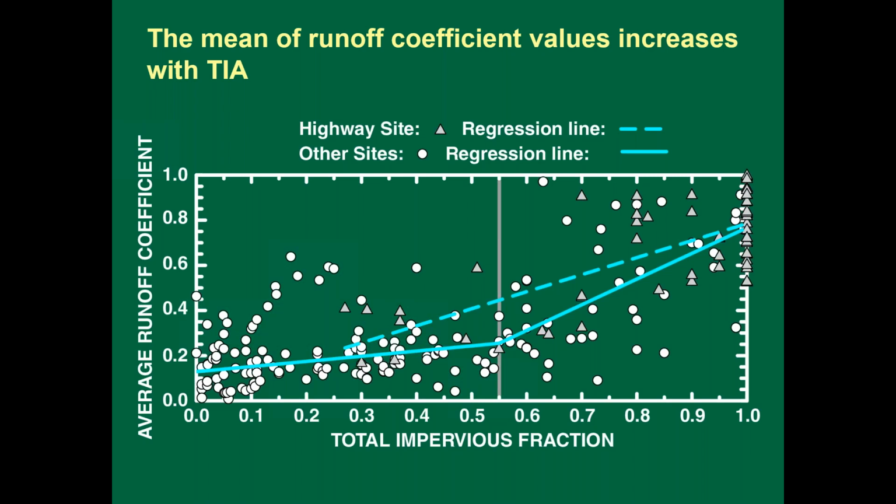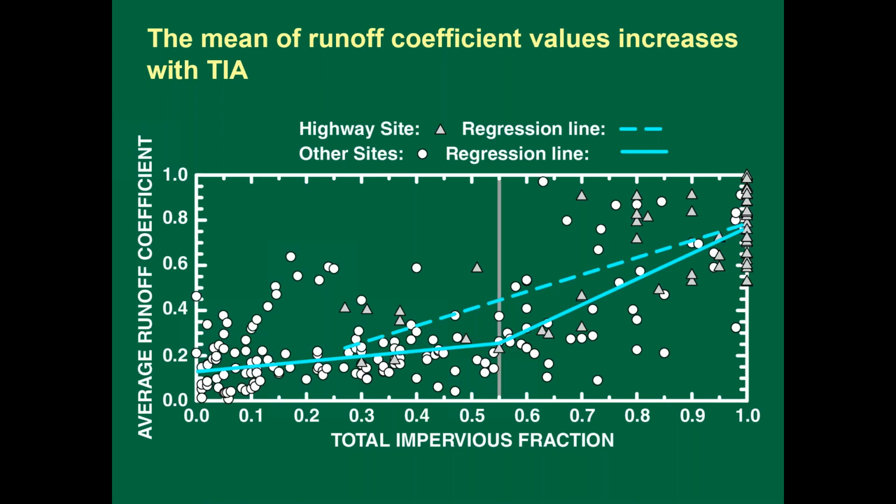And we can see that the highway sites went down to about 25% impervious. The other sites go the full range from 0 to 100% impervious. With the non-highway sites, we saw there was a break in the slope when we got to about 55% impervious. So we kind of have one relation for low impervious sites and then a different relation as the imperviousness accelerates.